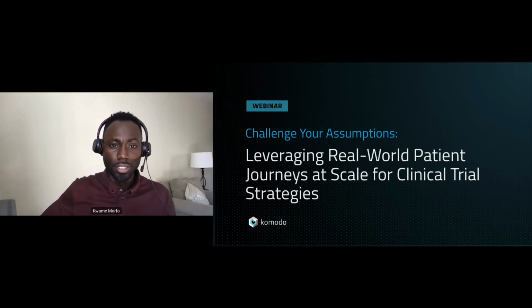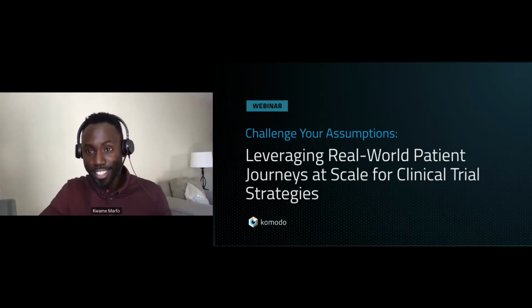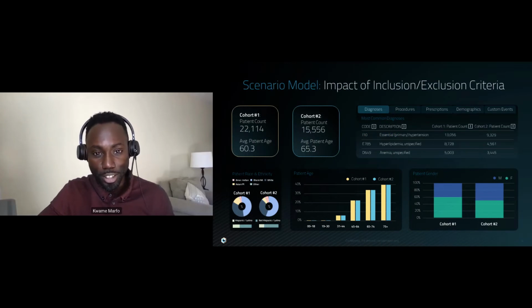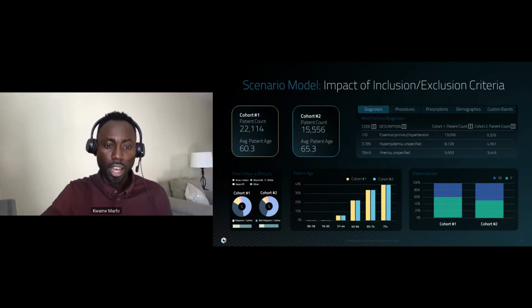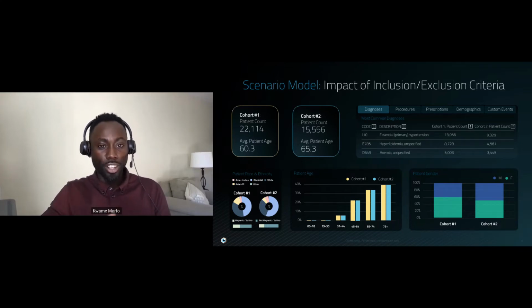Another key element of any clinical trial is the inclusion and exclusion criteria as well. Setting that inclusion exclusion criteria really defines the target patient populations that are going to be screening eligible for that particular study. As you can imagine, there are so many factors to consider in terms of setting the inclusion and exclusion criteria.